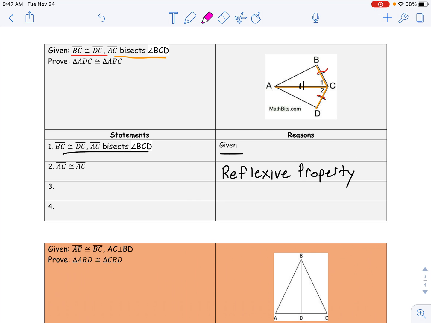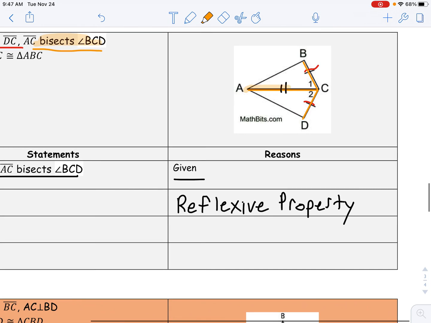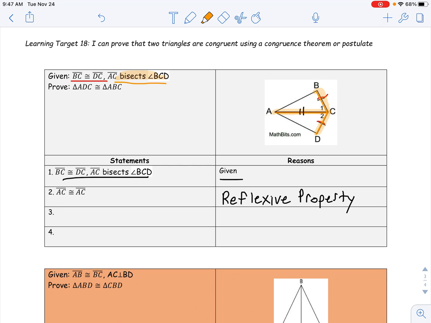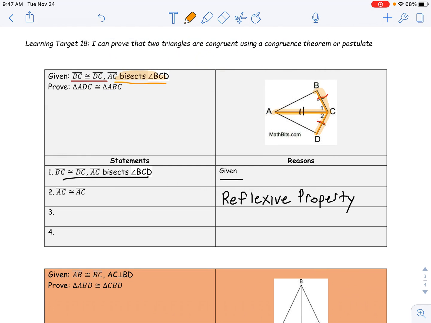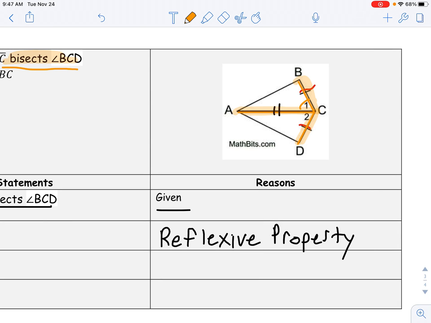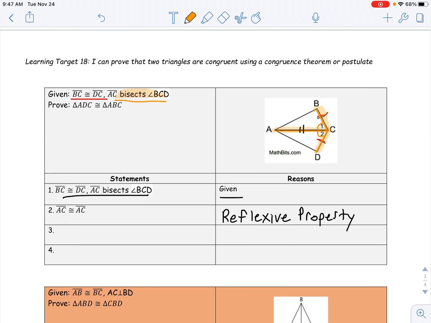Now, something I want to focus on is AC bisects angle BCD. So we talked about it, but then we never elaborated on it. All right. Now, an angle bisector does not result in two congruent segments. It results in two congruent angles. And in this case, it's angle 1 and angle 2. So angle 1 is congruent to angle 2 by definition of angle bisector.